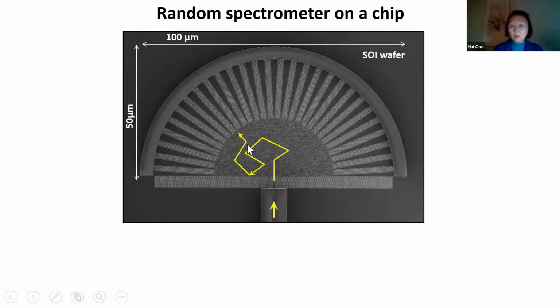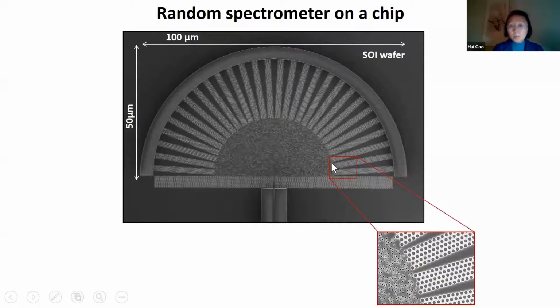And after that, light will go through multiple scattering, and then they'll be reflected, and they will diffuse forward until they reach this hemicircle here, the other side. And there we make an output waveguide. This output waveguide is tapered so that we can couple the scattered light through this one here and to the photodetector.